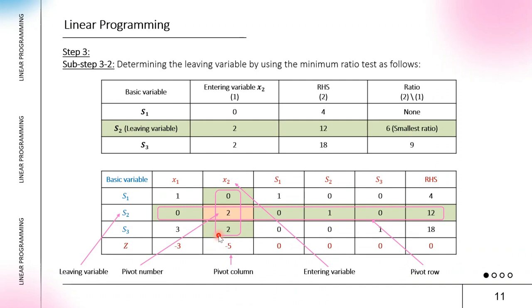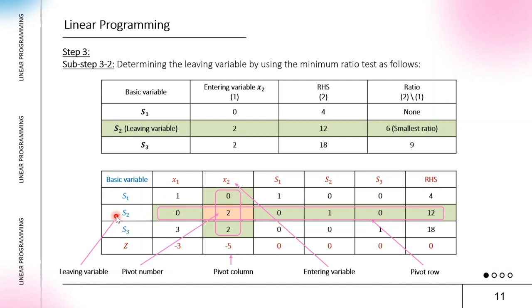Next, we use the minimum ratio test to determine which basic variable will leave the basis. We compute the ratio of the right-hand side to the pivot column coefficient for each constraint row, considering only positive coefficients in the pivot column. Consider first row S1. The coefficient of this row in the pivot column is 0. Therefore, there is no ratio. It means that it cannot leave the basis.